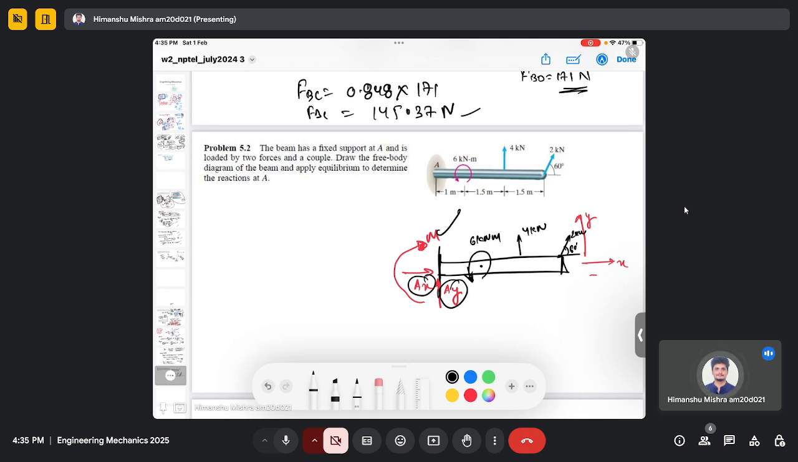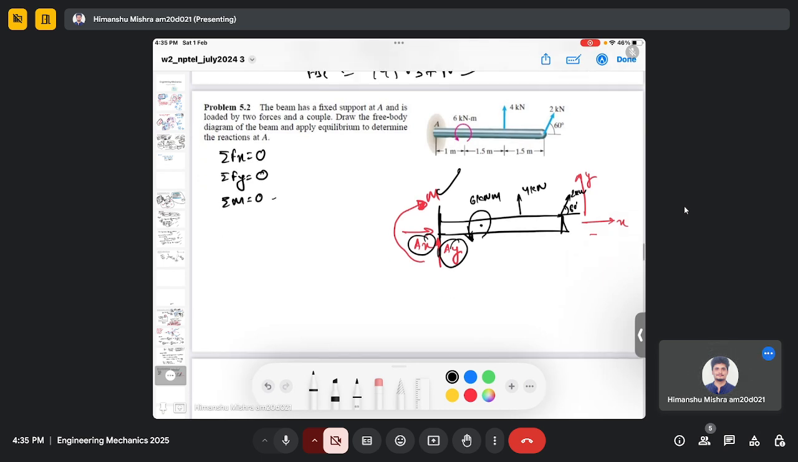Right? So until now we have been using only two equilibrium equations, which were force in the horizontal direction is 0, force in the vertical direction is 0, and in this question we may use the third equilibrium equation, which is the summation of moment at a given point is 0. So let's see if we can use the third equation.